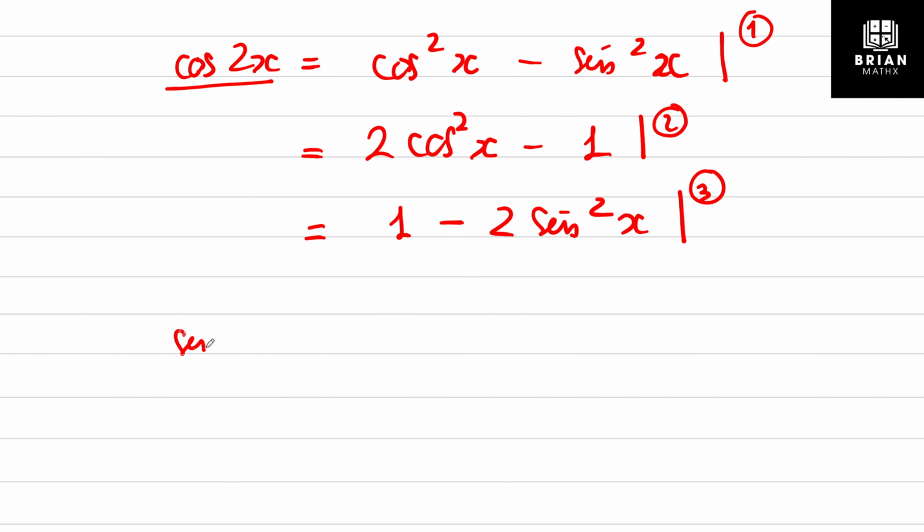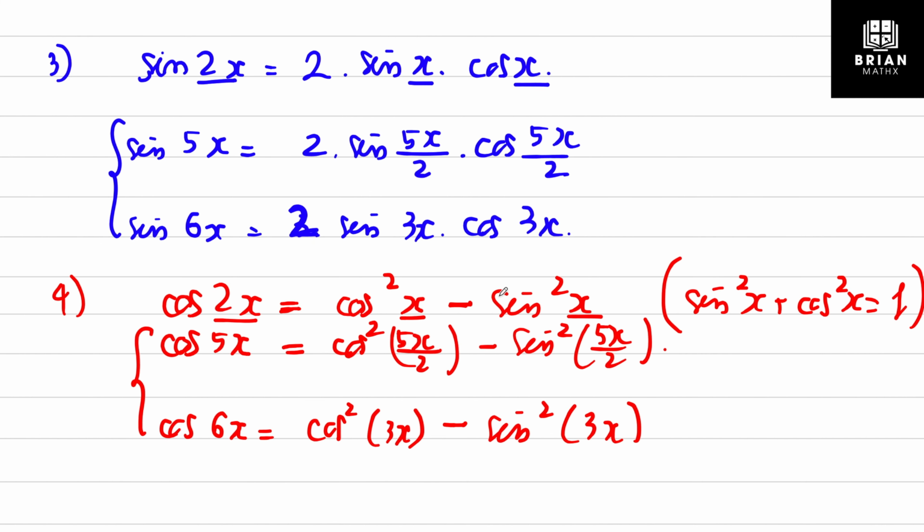And about sine 2x, we only have one formula: 2 sine x cos x like this. That's all. In this video, I need you to remember 4 main identities of trigonometry. Other exercises will help you practice these 4 formulas and help you a lot when you want to solve your work with trigonometric expressions.